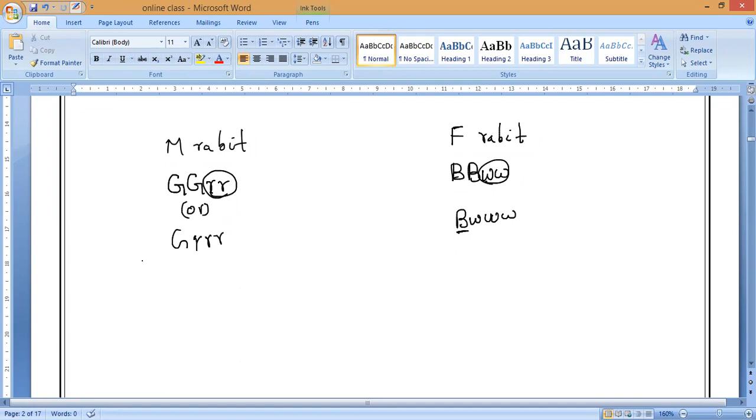Now, if you write the genotype, what will the genotype be? Check it, all of you. So what is the possibility of the genotype? We get capital G, small g, capital B, small b, because black is dominant. So that is what will come. Or else capital G, small g, capital B, small b.